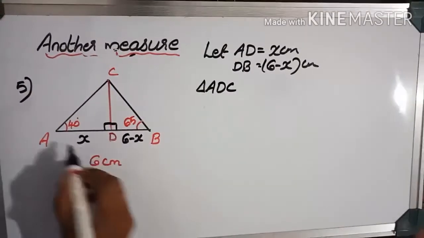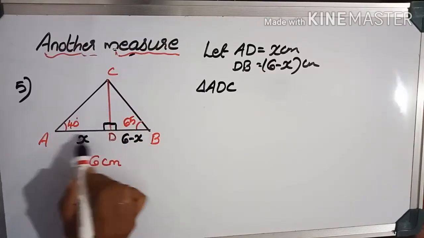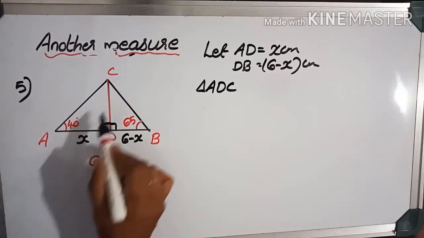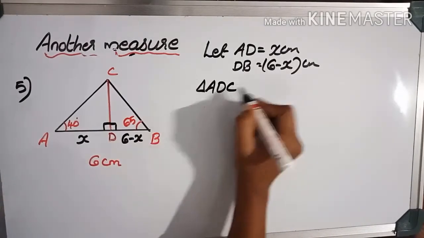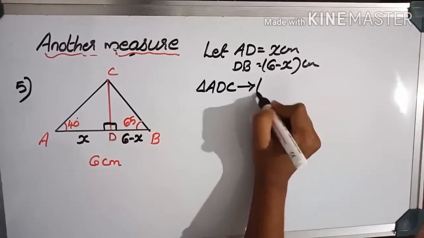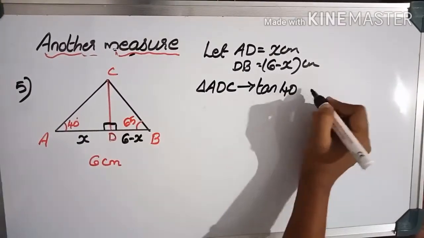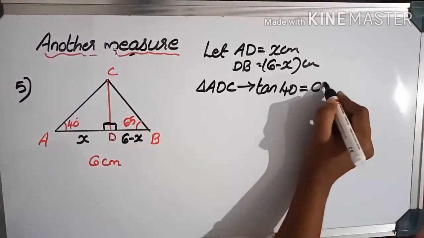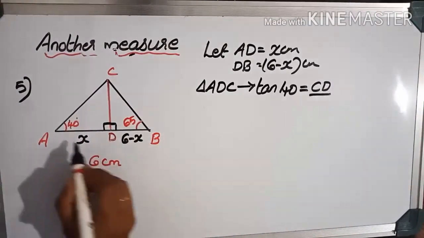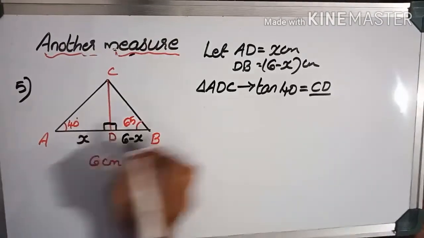First triangle ADC. Here CD we want to find, given measurement is AD, that is x. Opposite we need to find, adjacent we have. That means tan we need to consider. So tan 40 degree equal to opposite side CD by adjacent side AD, that is x.